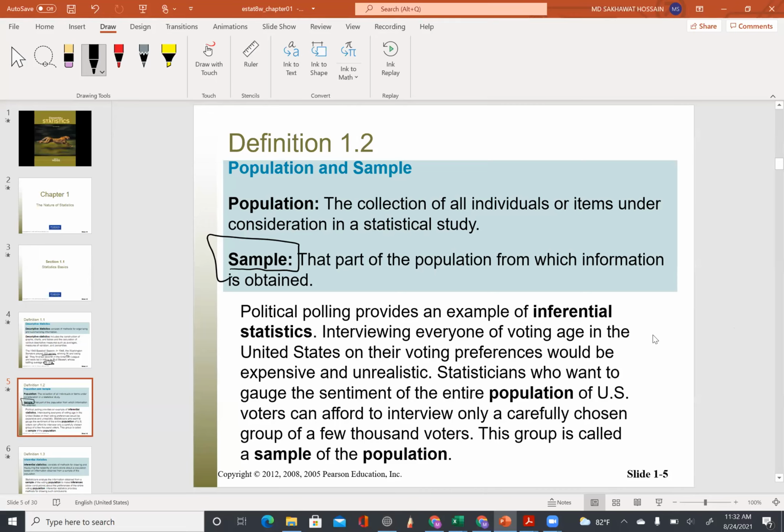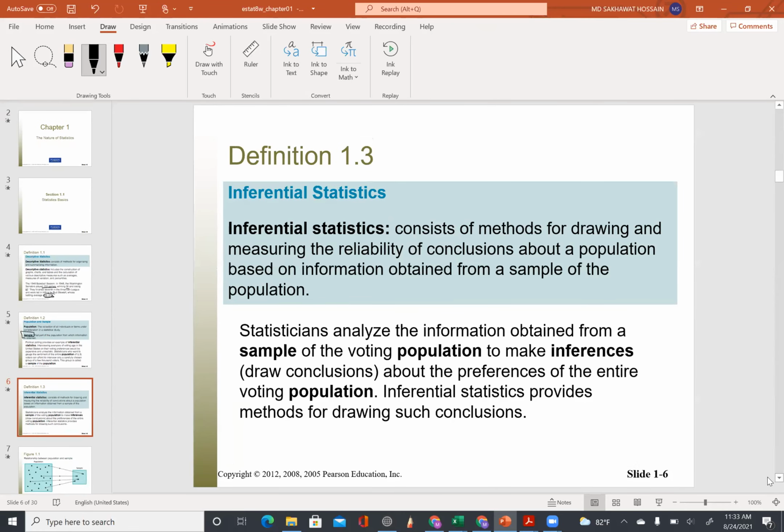Political polling provides an example of inferential statistics: interviewing everyone of voting age in the United States on their voting preferences. If we want to know the voting preferences of United States voters, it would be very expensive and unrealistic to interview everyone of voting age. So what do statisticians do in that case? They randomly select a group of people from the population, all US people of voting age, and then they ask questions to that selected group of people. Here, this selected group is called the sample.